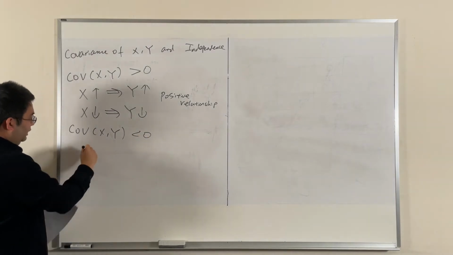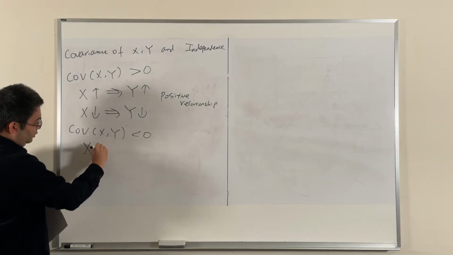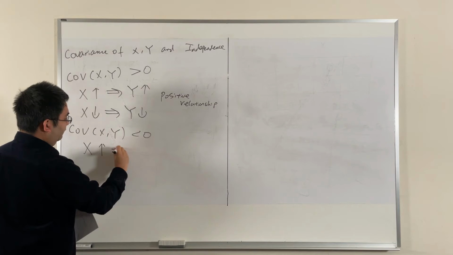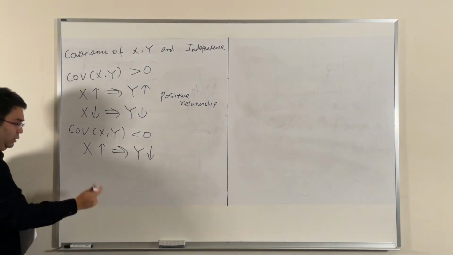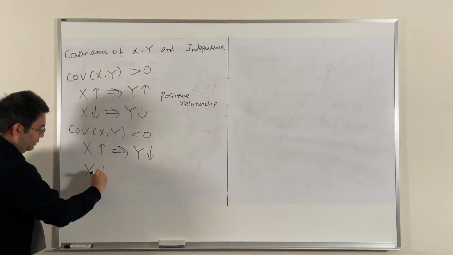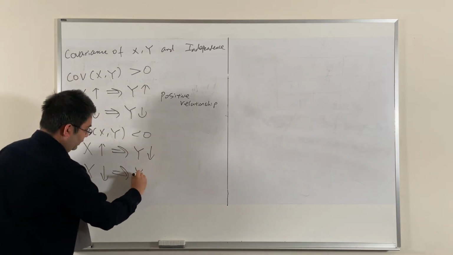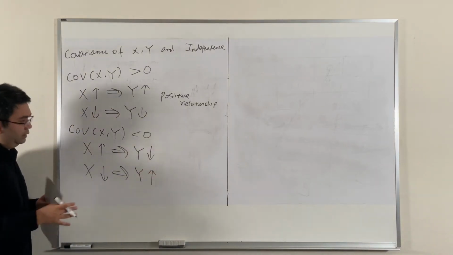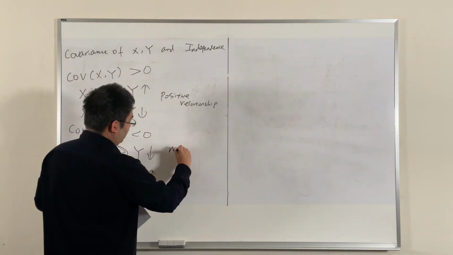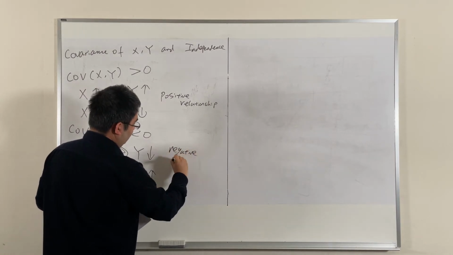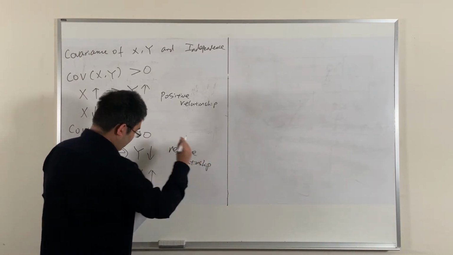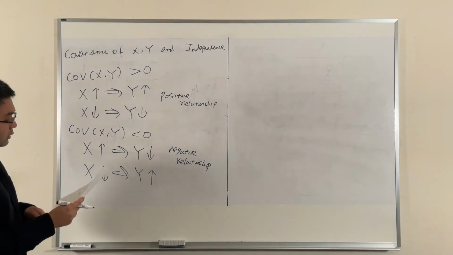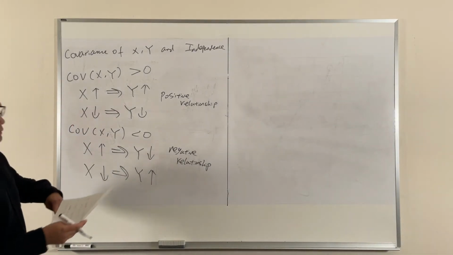Okay. Good. What does it mean for the covariance to be negative, less than 0? All it means is that if the value for X turned out to be higher, then the value of Y is likely to be lower. The value of X is lower and the value of Y is likely to be higher. Okay? And this is a negative relationship. Good.